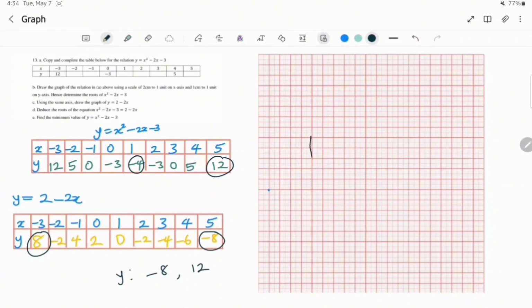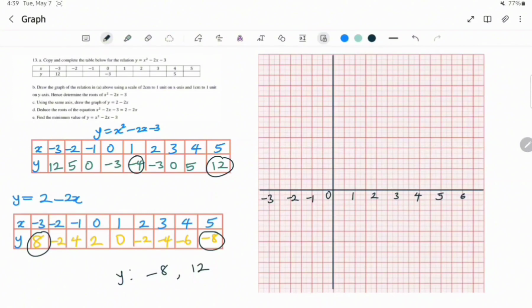Well, one big box has a dimension of 2 centimeters each. So from here to here is 2 centimeters. From here to here is also 2 centimeters. Here to here also 2 centimeters, and as well for this. So that's what 2 centimeters looks like. That means one big box is 2 centimeters on each side. So -3, -2, -1, 0, 1, 2, 3, 4, 5, 6, even though we don't need it.